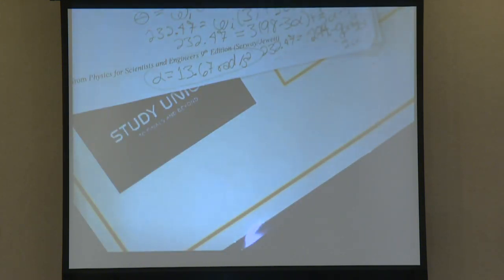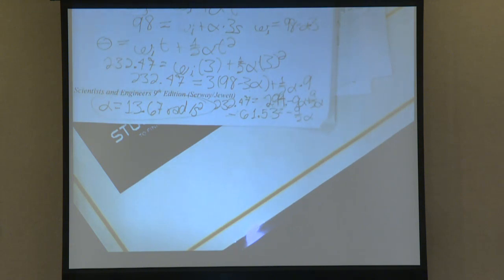Okay, so 232.47 minus 294 equals, that'll give you negative 61.53 on this side. Okay, equals. Does that look better? Okay, sorry.